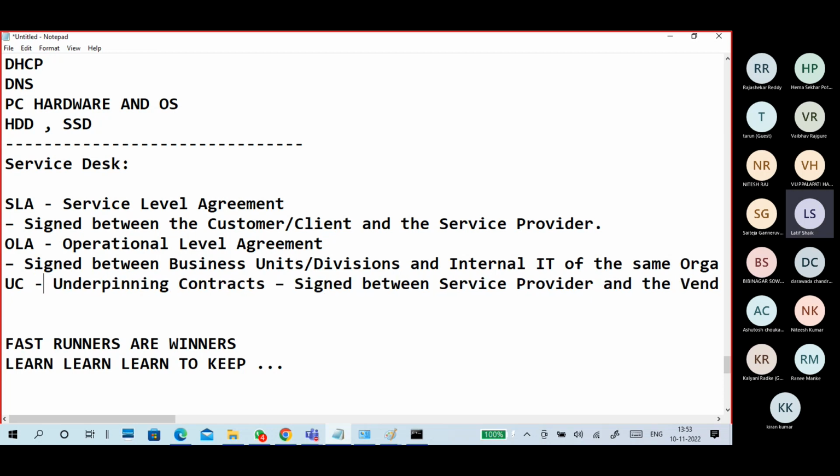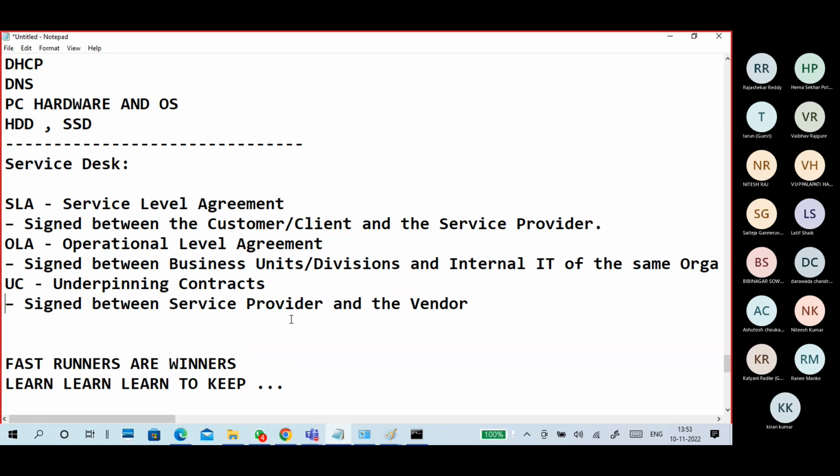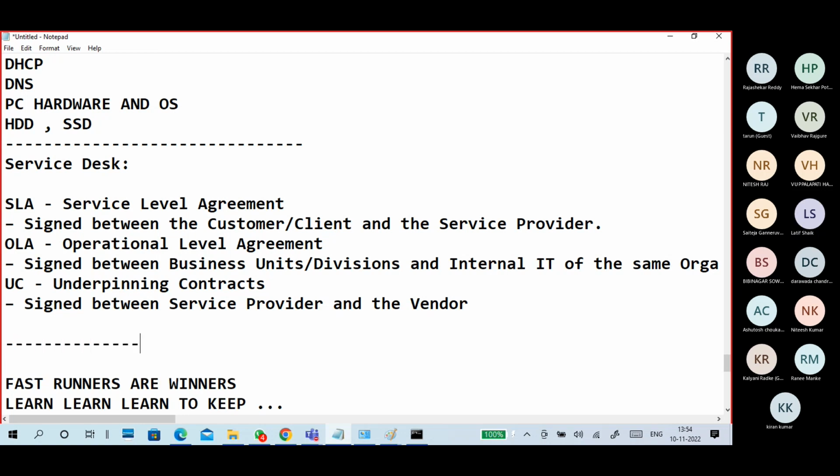For example, the business unit went and found a new project, like a .NET based project, Python based project, Java based project. They bring the project, and these people will support the project or build the project or do all the other things. Underpinning contract is signed between service provider and vendor. Service provider and vendor means supplier, okay, contractor. Request management kind of stuff.